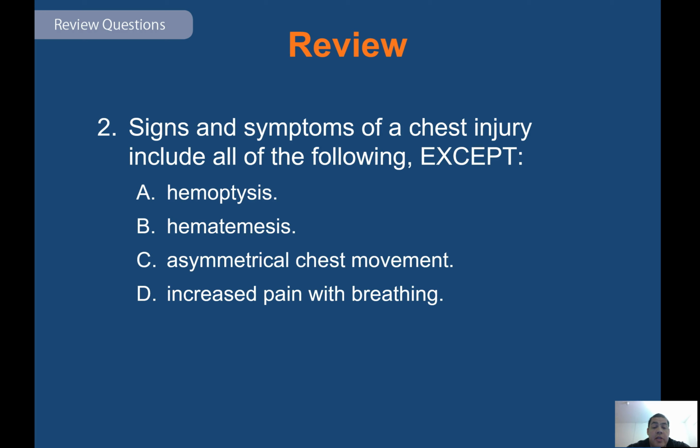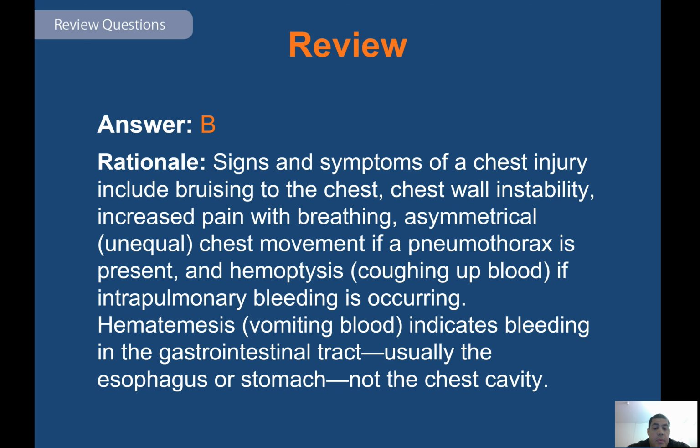Signs and symptoms of a chest injury include all the following except... So B, signs and symptoms of chest injury include bruising of the chest, chest wall instability, increased pain with breathing, asymmetrical, unequal chest movement if a pneumothorax is present, and hemoptysis, coughing up blood if intrapulmonary bleeding is occurring. Hematemesis, vomiting blood, indicates bleeding in the gastrointestinal tract, usually within the esophagus or stomach, not the chest cavity.